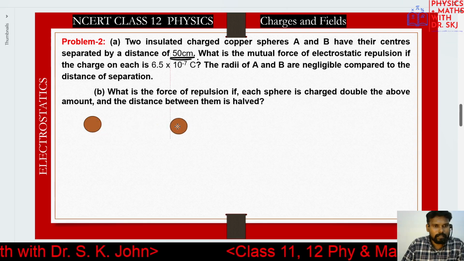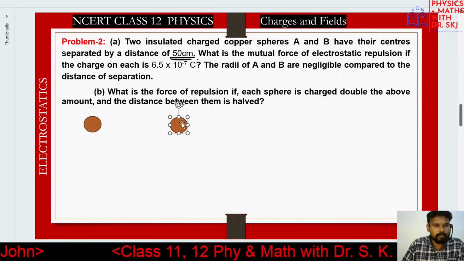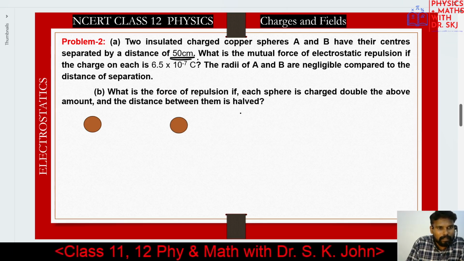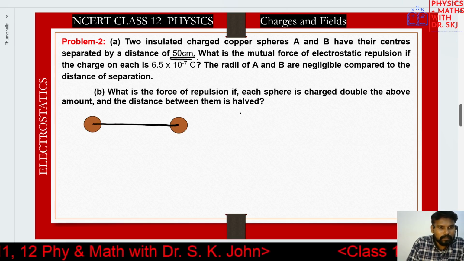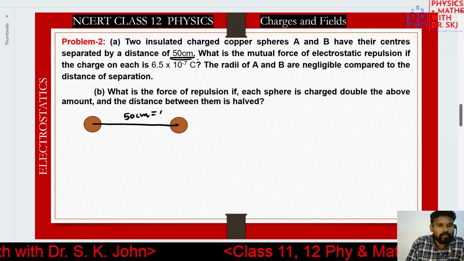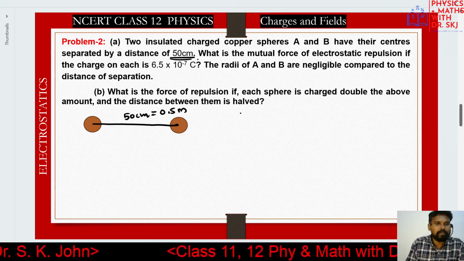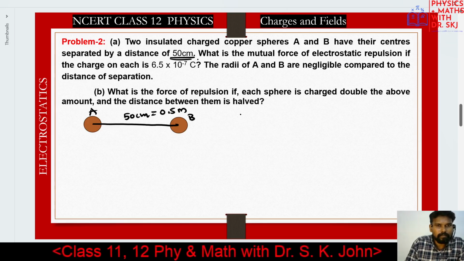One sphere is this, the other one is this. Their centers are separated by 50 centimeter distance. Yeah, this is 50 centimeter, or it is equal to 0.5 meter. In SI unit, it is 0.5 meter, right? So let this be A, this is B.